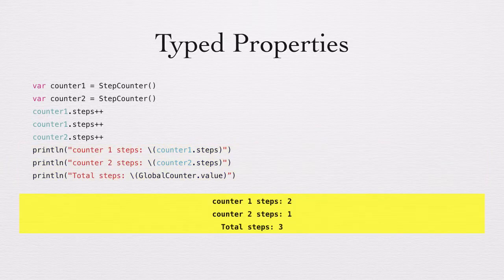When you run the program, you will see the output shown here. Note that the global count gives the total number of steps that correctly reflects the total of steps taken by 2 counter instances.